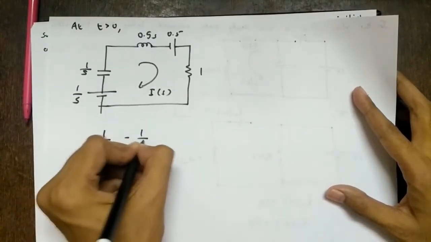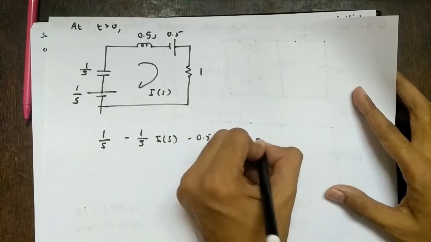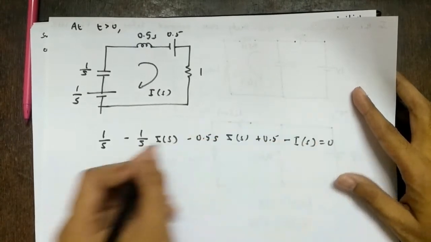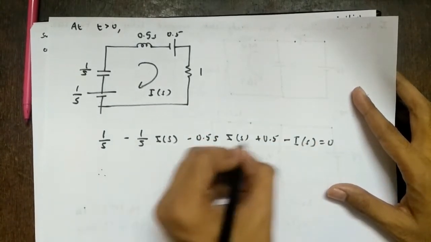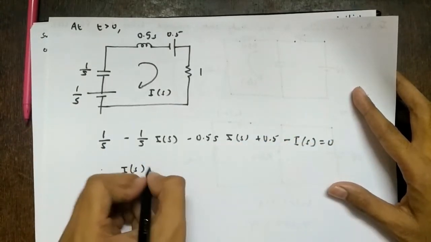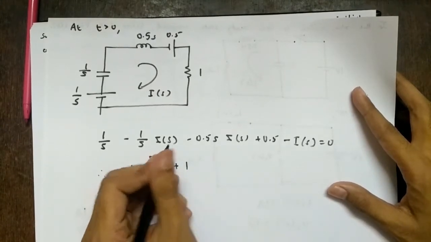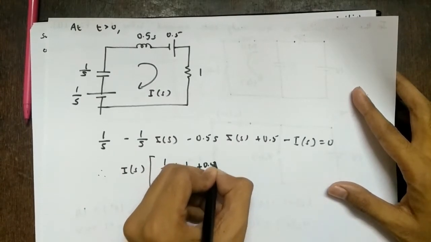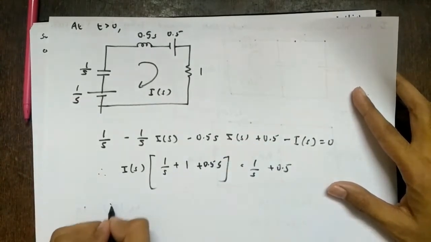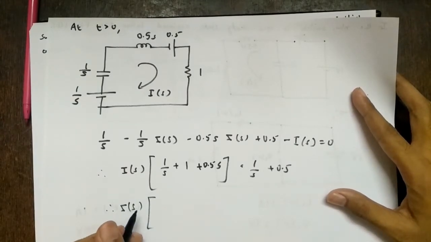1 by s minus 1 by s I of s minus 0.5 s I of s plus 0.5 minus I of s equals 0. Right? So again all the I of s terms are negative, so I'll take them to the other side. So I of s into 1 by s plus 1 plus 0.5 s equals 1 by s plus 0.5. Remember, there is 1.5 here. So therefore I of s into, what will this be?